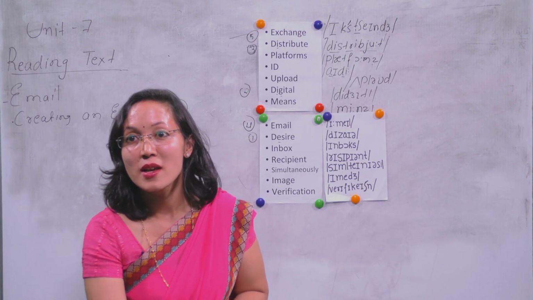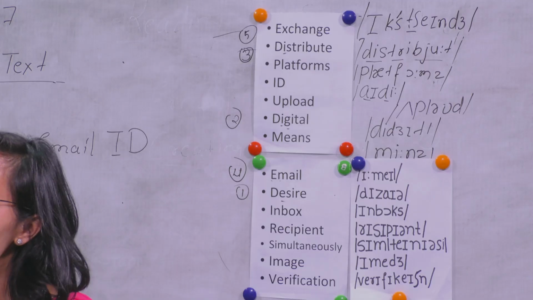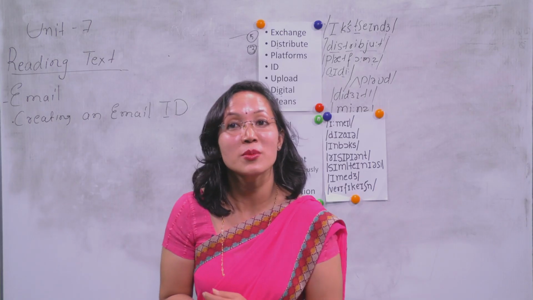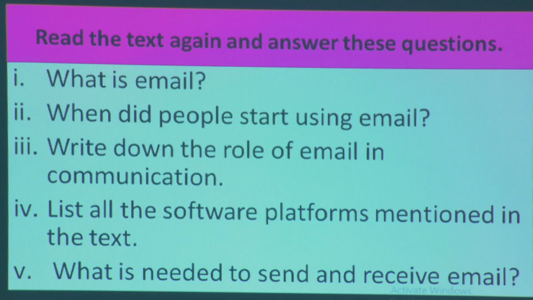question answer. So what is an email? The first question is what is an email? It's very easy. You can find the answers of these questions in the text. So what is email? When did people start using email? And the third one is write down the role of email in communication. List all the software platforms mentioned in the text. And the last question is what is needed to send and receive email?